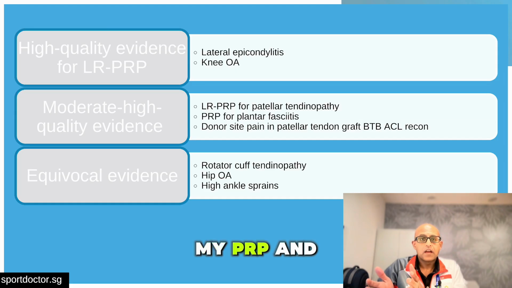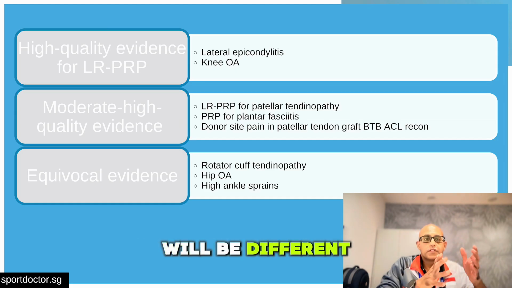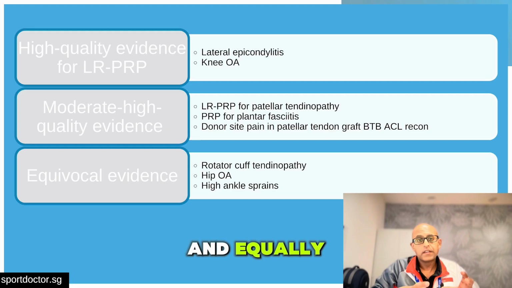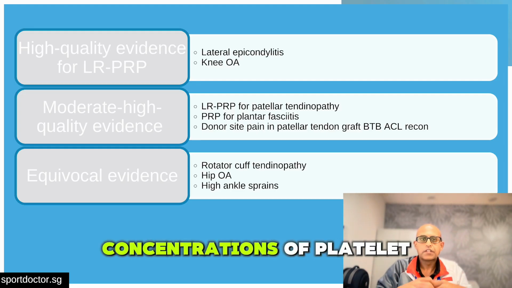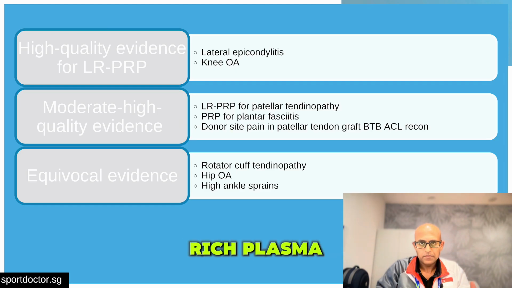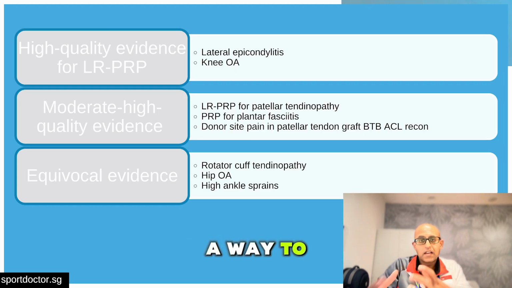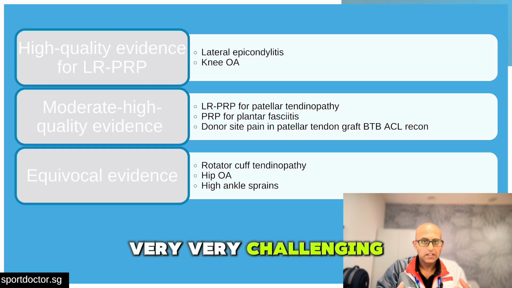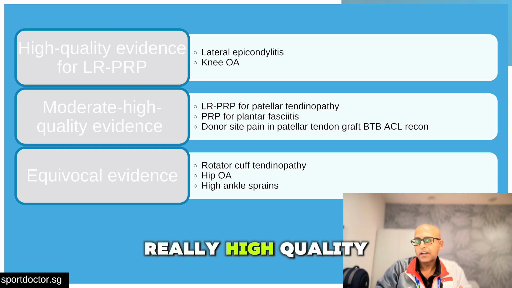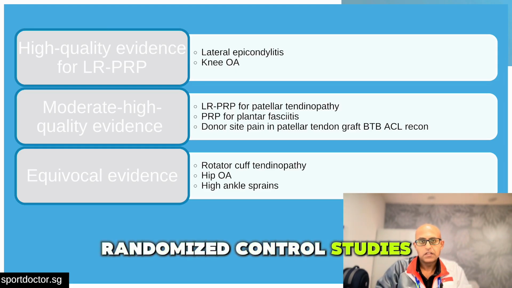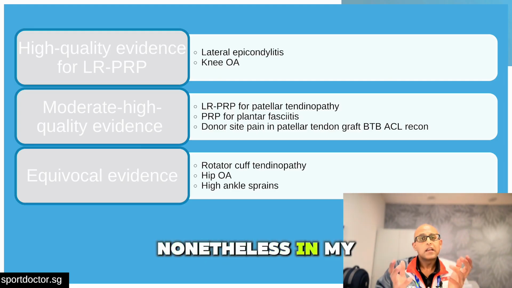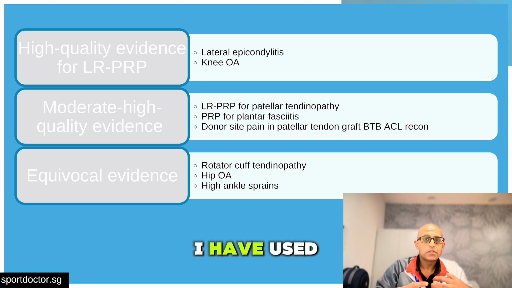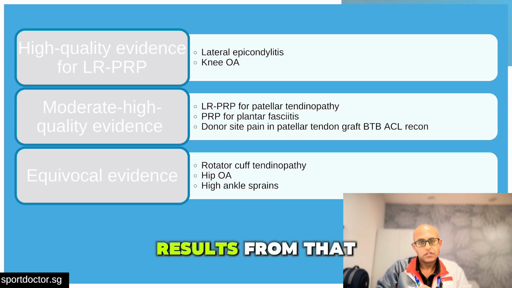My PRP and my platelet retrieval will be different to somebody else's, and equally the different systems that are available will produce different concentrations of platelet-rich plasma. Unless there is a way to standardize it, it's going to be very challenging to give really high quality randomized control studies and really good evidence. Nonetheless, in my own clinical practice, I have used it for all of these pathologies before, and I have had very good results from them.